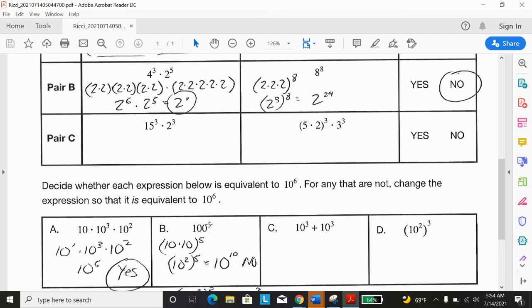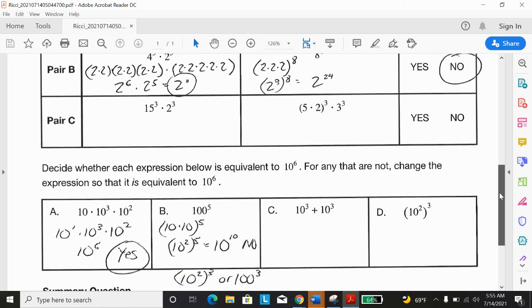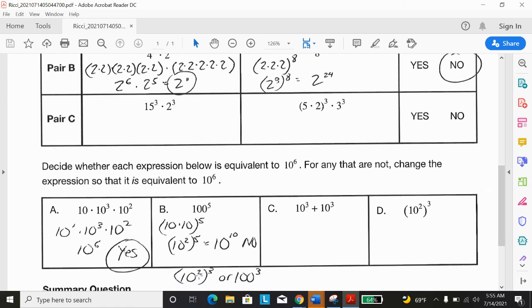For this one, I said 100 to the fifth. Well, 100 is really 10 times 10. So I did 10 squared to the fifth. 100 to the fifth is the same as 10 squared to the fifth. And then I used my power to a power rule, and I got 10 to the 10th. 10 to the 10th is not 10 to the 6th. Therefore, I wrote no. But my second challenge was to try to make it equivalent to 10 to the 6th. Well, if I have 100 and I raise that to the third power, that would be 10 to the 6th because 2 times 3 is 6. So I said 100 to the third would be the same thing as 10 to the 6th.